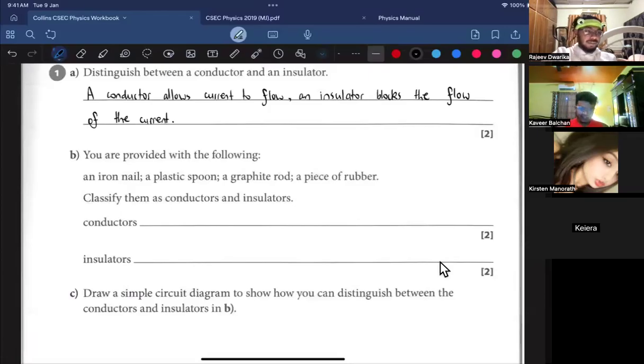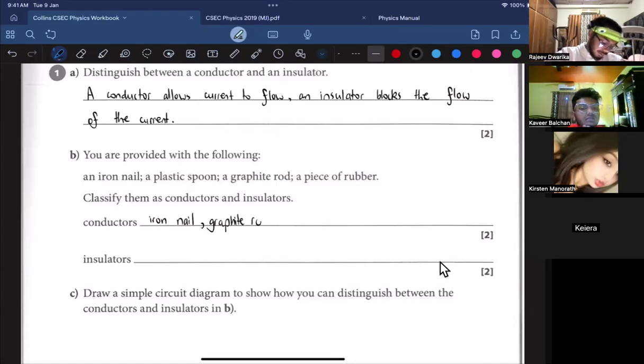Read part B. You are provided with the following: an iron nail, a plastic spoon, a graphite rod, and a piece of rubber. Where are the conductors? Wait, you should not delete rubber. A conductor is rubber? Nah, wait. The conductors are the iron nail and the graphite rod, and the insulators are the plastic spoon and the rubber.